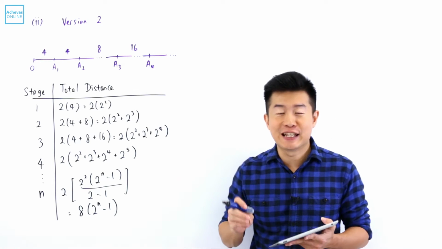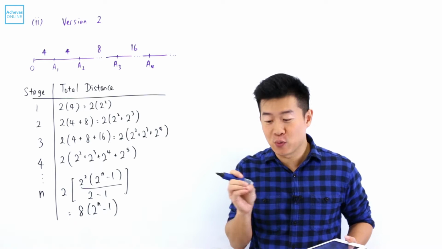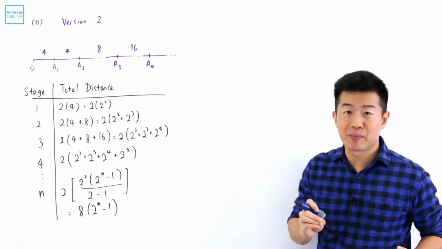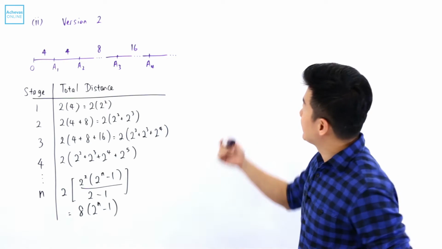And now this athlete completes exactly 10 km. We want to find out exactly at which stage this 10 km is going to happen. So let's let this be equal to the 10 km.